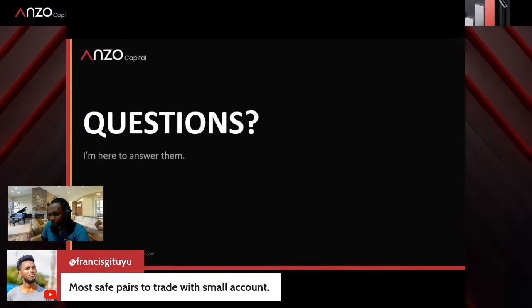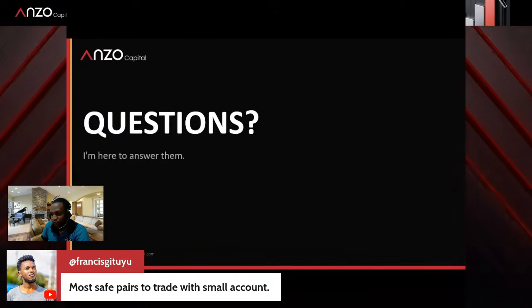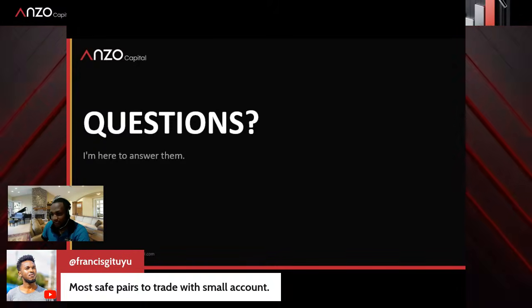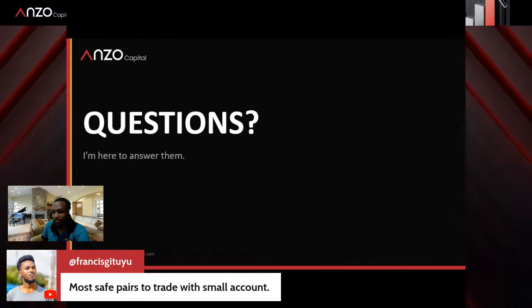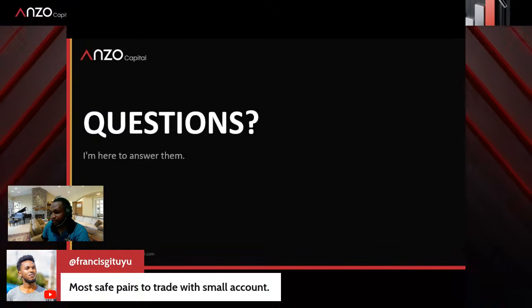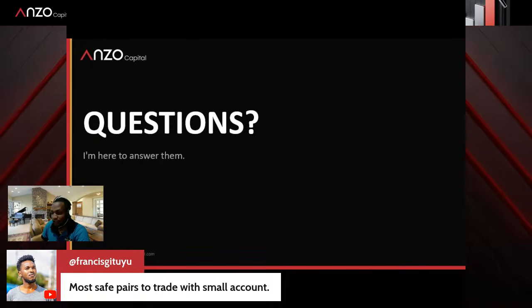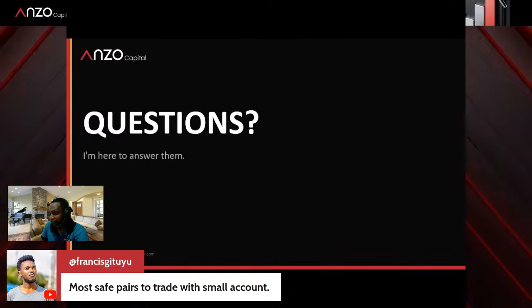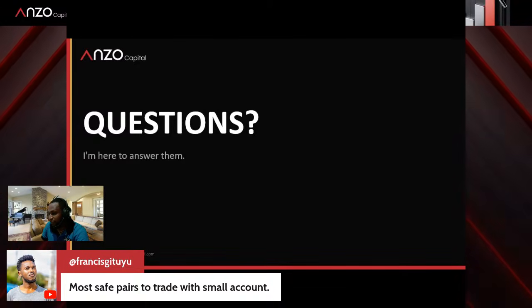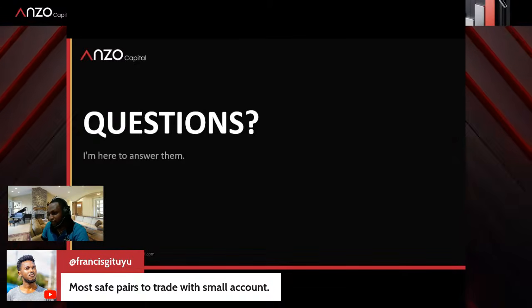The safest pair to trade with a small account will be EURUSD. I'd recommend you start with EURUSD. It's very conservative. Our ECN account starts from 0.0 pips. Spreads are 0.0. Enjoy it, man.